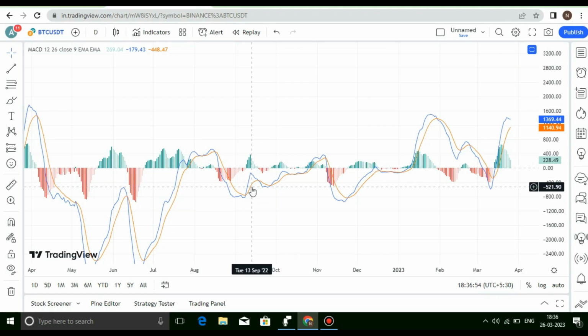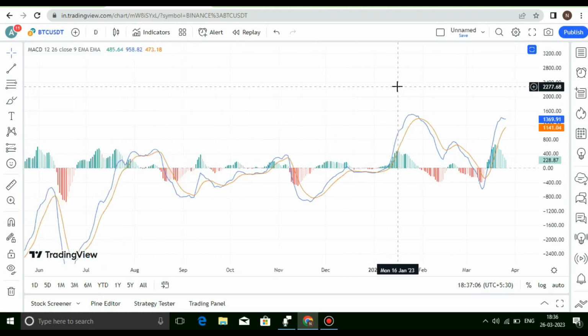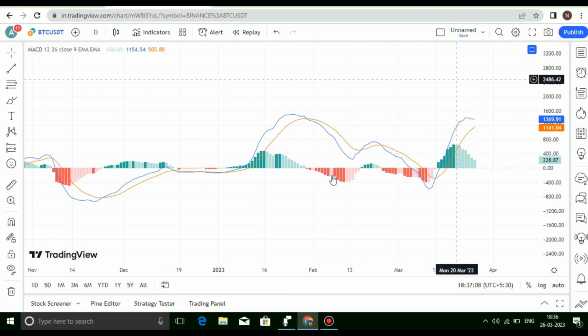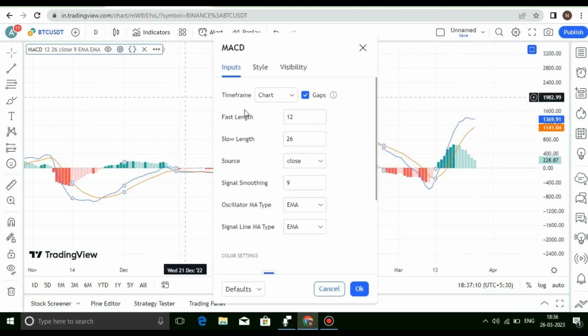And the fewer the tickles or ups and downs happening in an indicator, the larger the time frame of that indicator has been selected. So that's it. Okay, in this MACD setting, we have the fast length, which is the blue line.